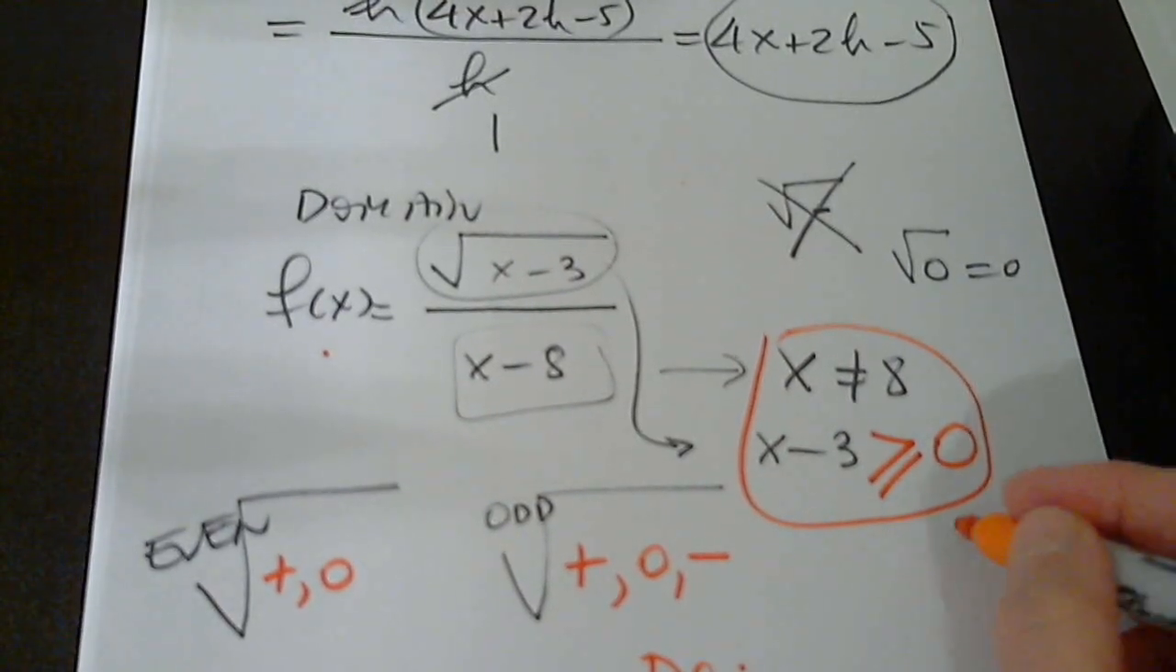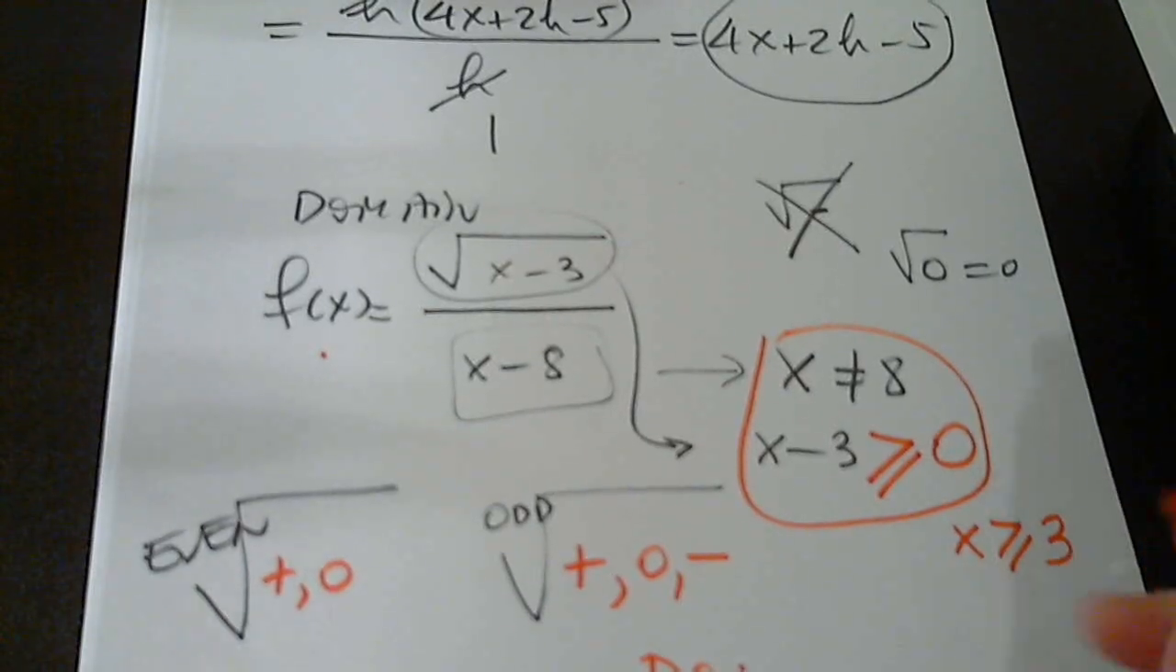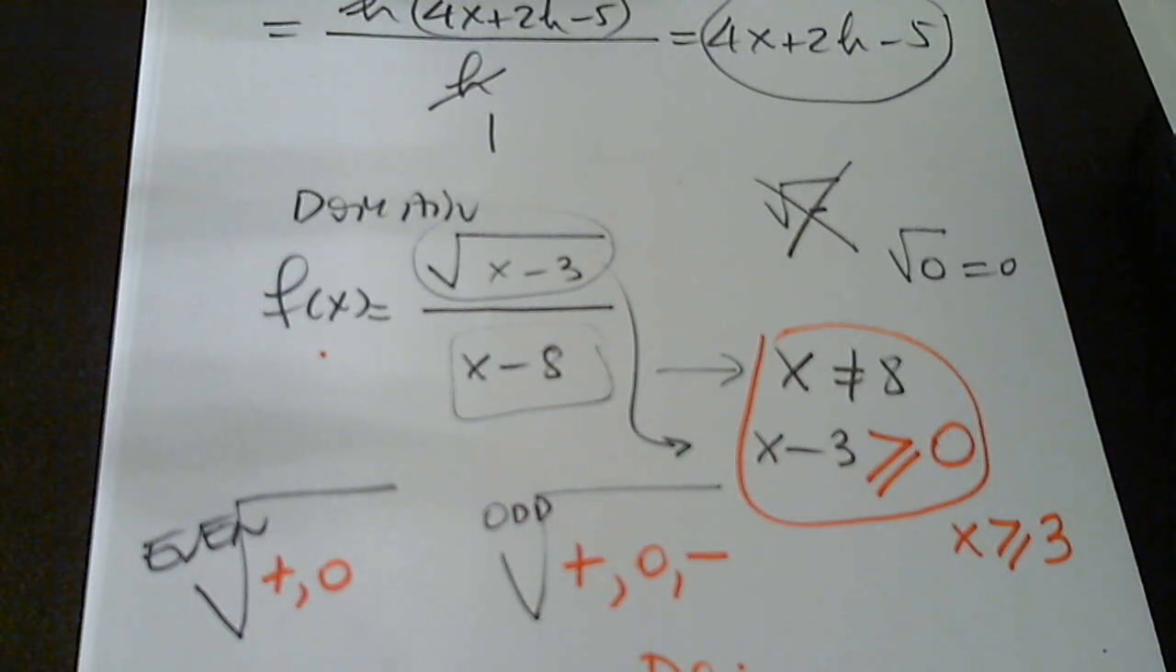This one says x greater than or equal to 3. Everything to the right of 3, skip 8. How do I write that?